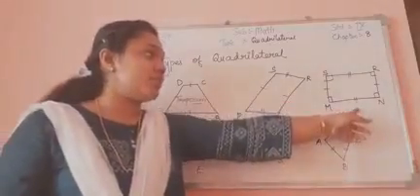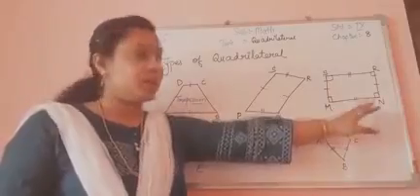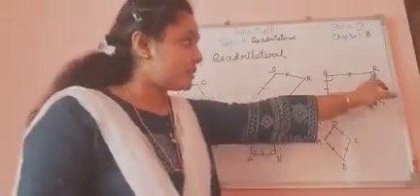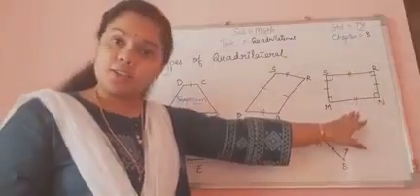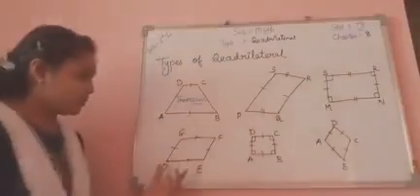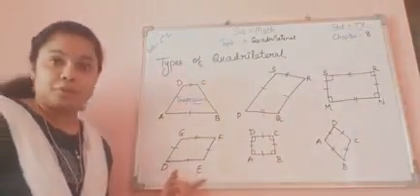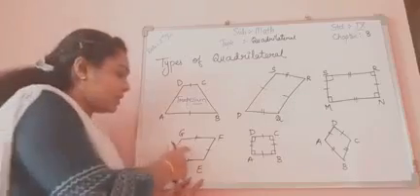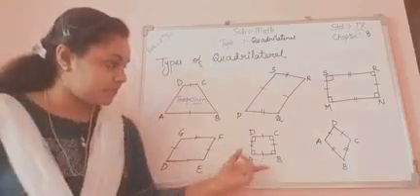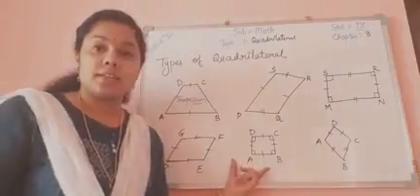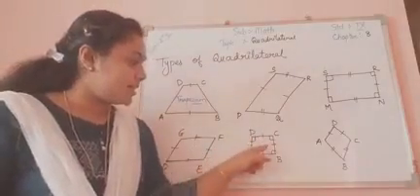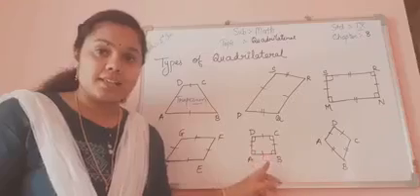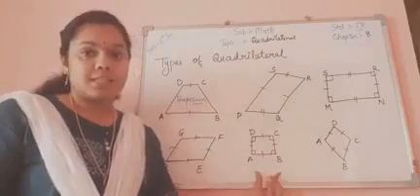This is the shape of a rectangle. You all might be knowing, it is having 90 degrees, so we can say that it is a rectangle. Now this is an example of a rhombus, where all the sides are equal to each other. Here this is a square. All the sides are equal as well, and all the angles are equal. So it is known as a square.